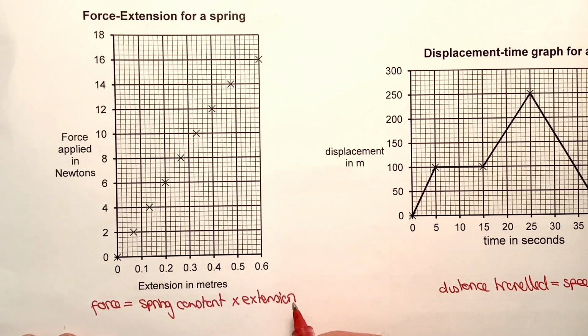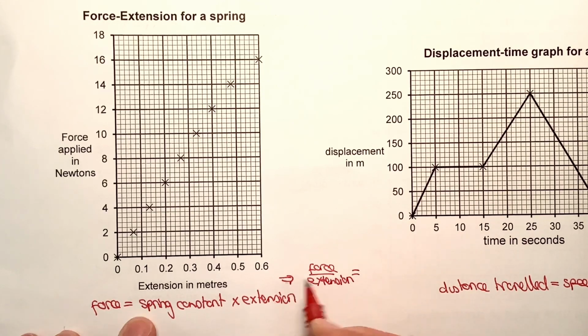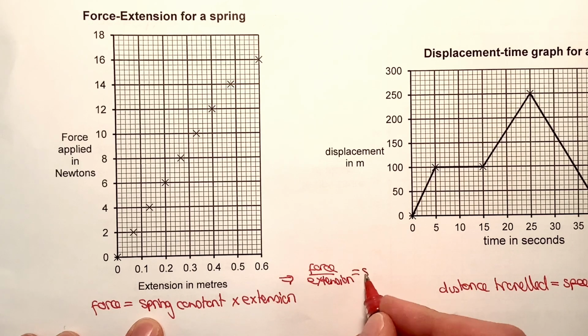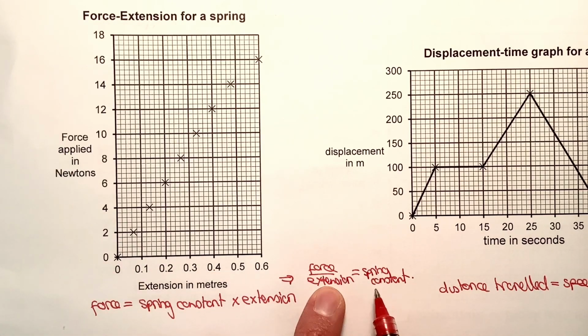So we want to rearrange this equation to get force divided by extension. So if we divide both sides by extension, we get force over extension equals spring constant. So that tells us that the gradient of the force extension graph would be the spring constant.